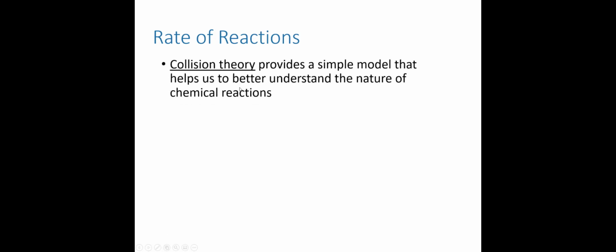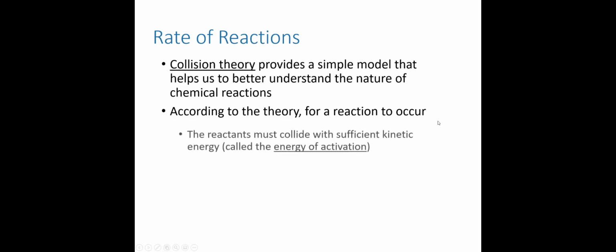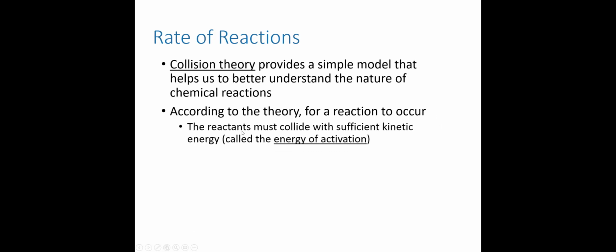Now, although the book doesn't really talk about this much, I want to introduce the very basics of what we would call collision theory. And this just is useful for understanding what's going on in a chemical reaction. So, according to collision theory, for reactions to occur, reactants have to collide with each other with sufficient kinetic energy. And recall that kinetic energy was the energy of motion. So they have to hit each other with, for example, the right amount of speed. And we call that the energy of activation.